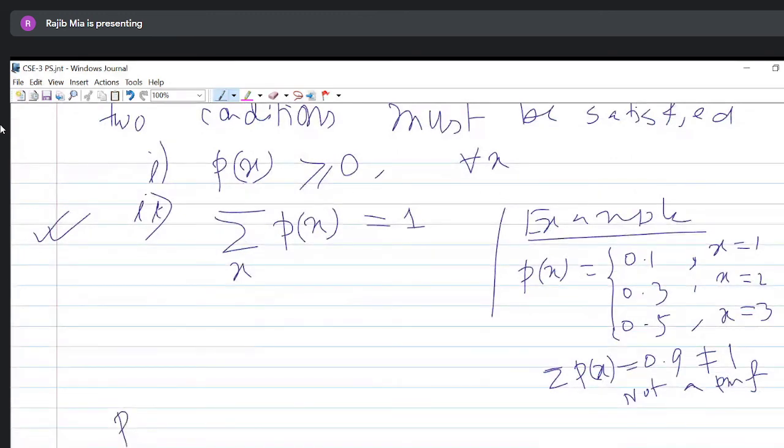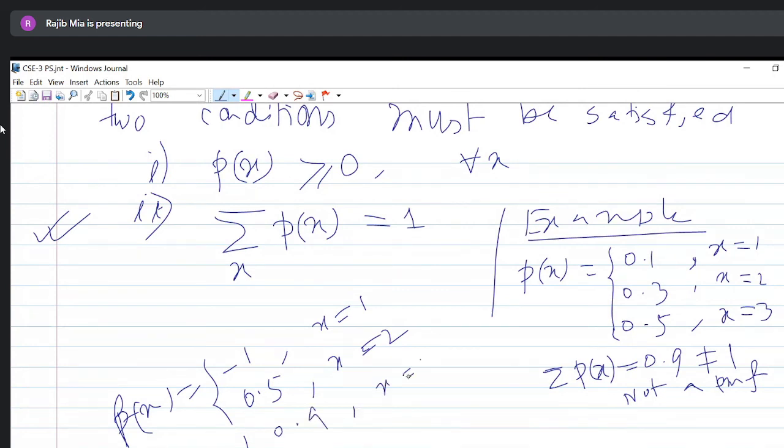Suppose any function f(x) is given like this: minus 1 at x equals 1, 0.5 at x equals 2, and 0.9 at x equals 3. Now if we check for this, is it a PMF or not? See, at x equals 1, the function takes a negative value. So this cannot be a probability mass function.